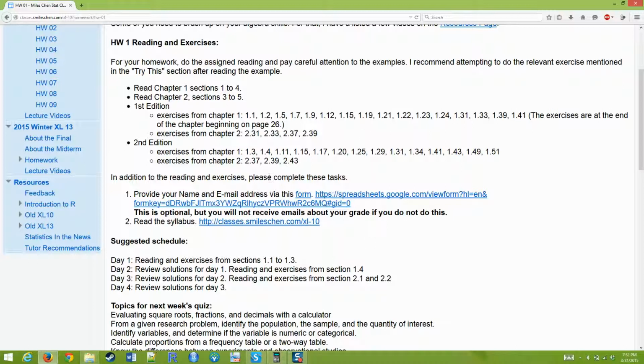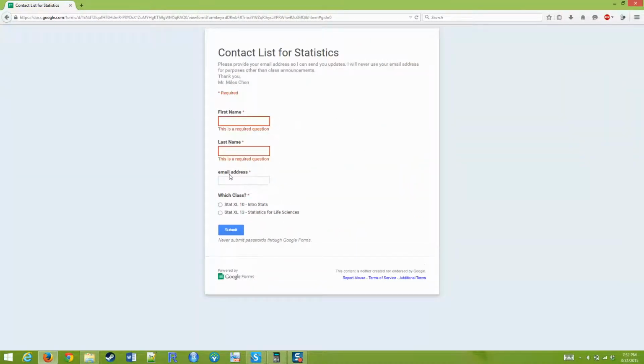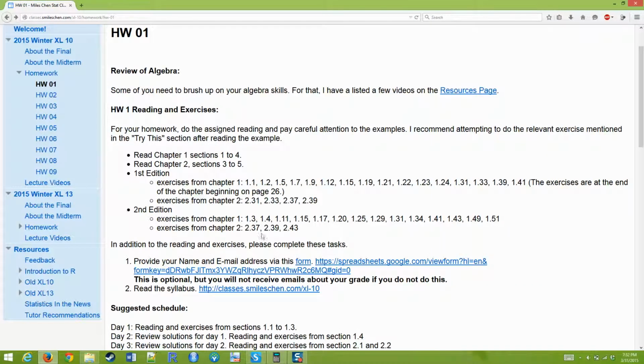But anyway, let's go over this week's homework. I might have to make a couple updates to the problems from the second edition, but basically these are the problems that I've assigned, and these are the corresponding problems in the second edition. I've got to go through and update those, so users of either the first or second edition will have an adequate homework assignment. Also, this is optional, but if you want emails from me about your grade, I ask that you click this link and fill out this form that just asks your name and your email address, and tell me that you're in my XL10 class. That way you can get emails about your grade.